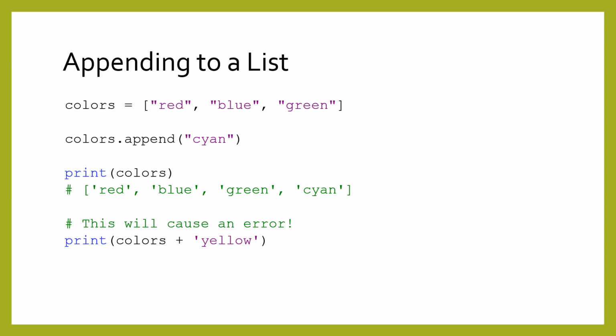You cannot add elements to a list using the plus operator. Instead, you must call a method of the list called append. The word append means add to the end. Append lets you add one thing to the end of the list. The append method returns none, so be careful not to assign it back to the variable.